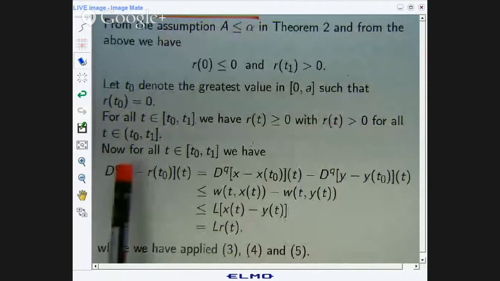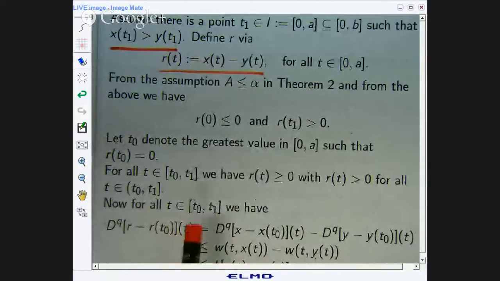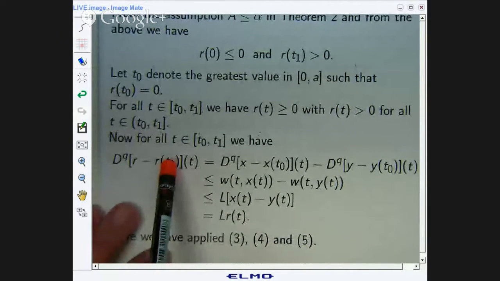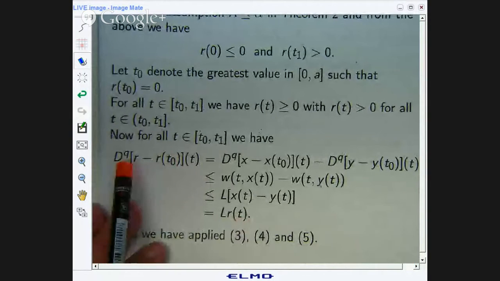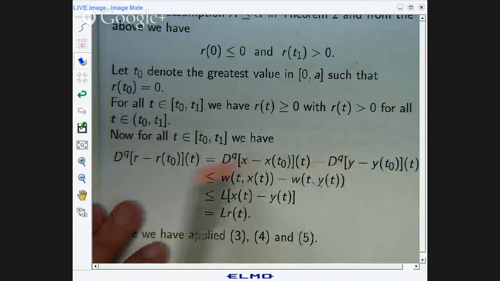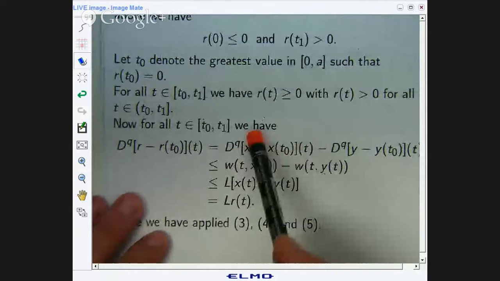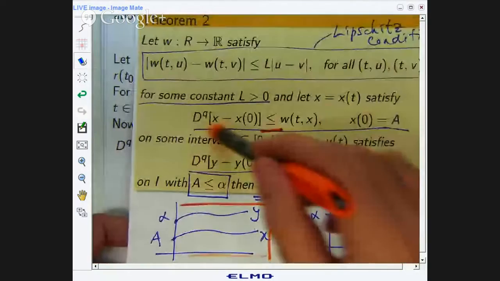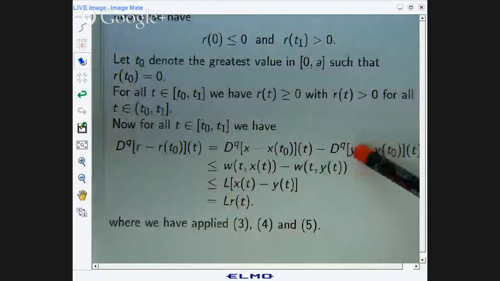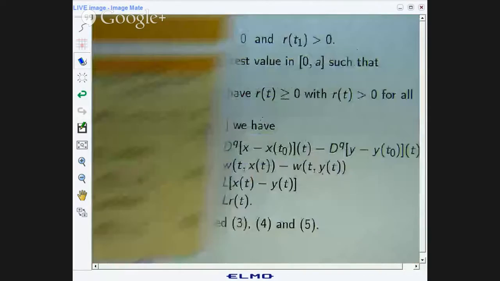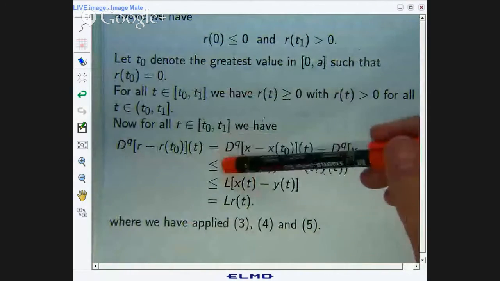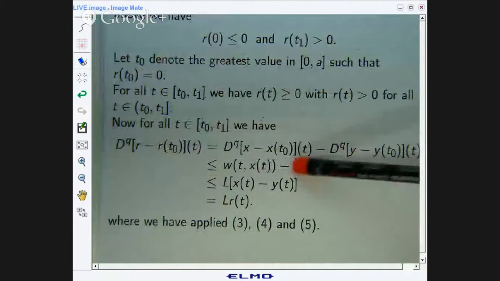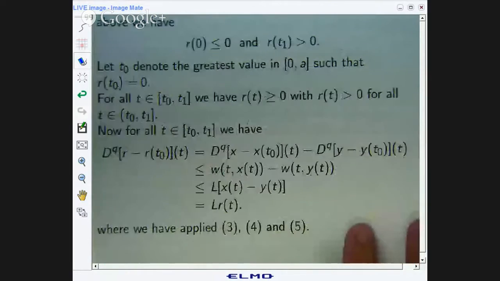Now, let's compute a derivative there. We know what R of T is. Let's compute this fractional derivative, or this Caputo derivative. Now, R of T0 is 0, remember, so this isn't going to make much of a difference. Okay, so if you write that down and look at the difference, you get the following. Now, remember, X is a solution to this problem by assumption. Y is a solution to this problem. So what I can do is I can replace this with an inequality and put in W of T, X. Now I can replace this with equality and get this. And I just keep the inequality there.